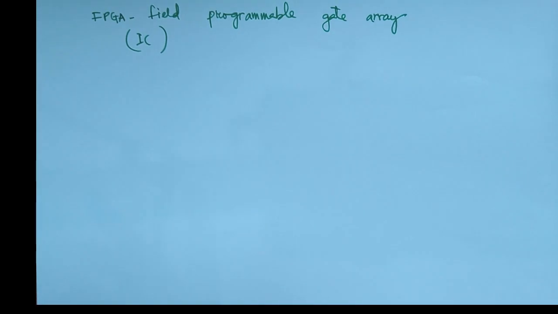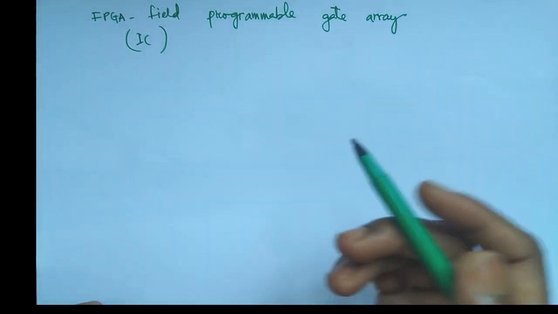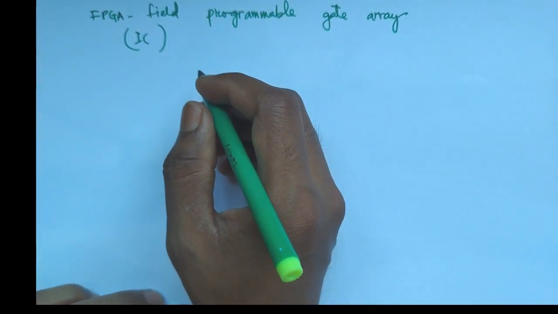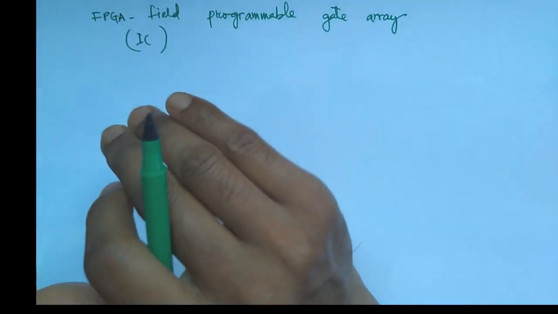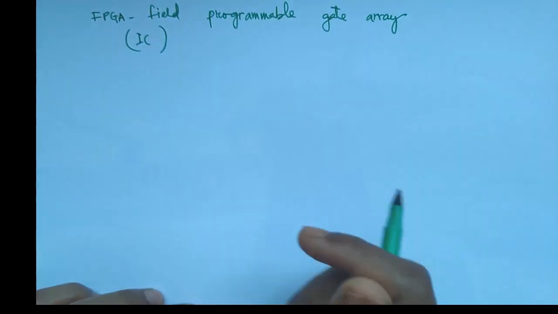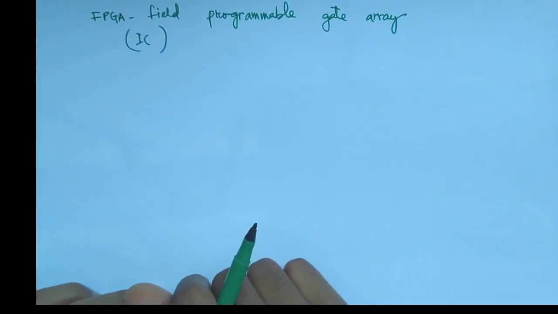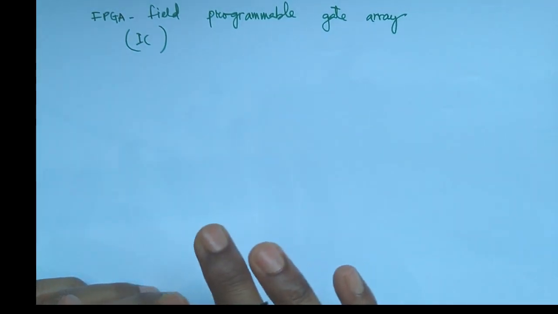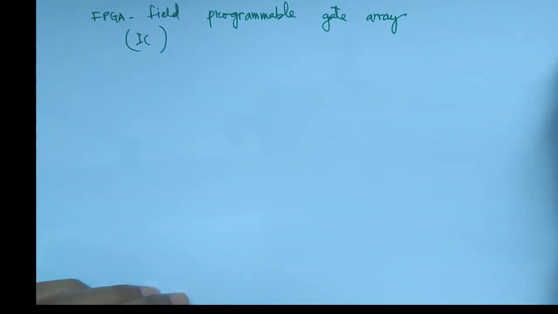So we'll talk more about this FPGA. As mentioned before, FPGA stands for Field Programmable Gate Array. It is basically an array of logic gates. In simple terms, we can say that it's an array of logic gates, not exactly logic gates, but an array of blocks which are called CLB.